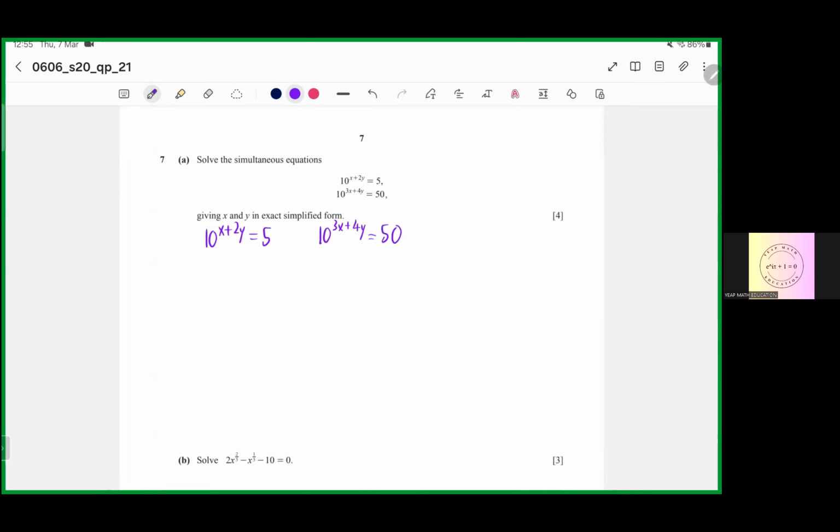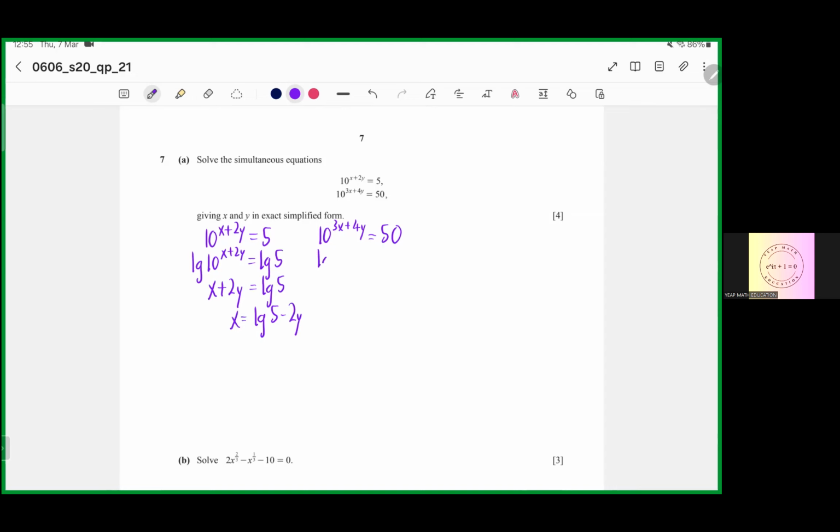Okay, we need to change the log first. Now I put log on x squared equals log 5, so I get x plus 2y equals log 5. Okay, and then I make x equals log 5 minus 2y.